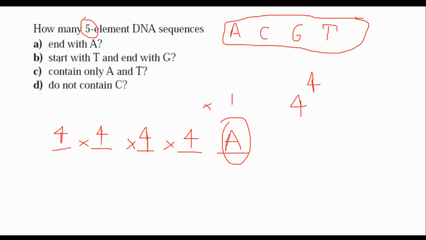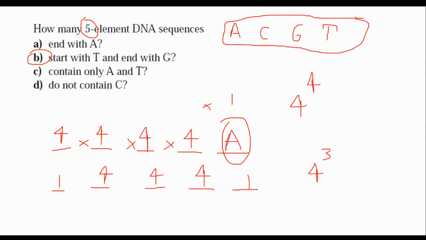Okay, next one. For part B, starting with T and end with G. It means that only one possibility for the first position and only one possibility for the last one. Doesn't matter. The name of it is T, R, or whatever. We are fixing it. So here, these are the ones that we can take different letters. 4 options here, again 4 options here, again 4 options here. So 4 power 3 is the final answer for this one.